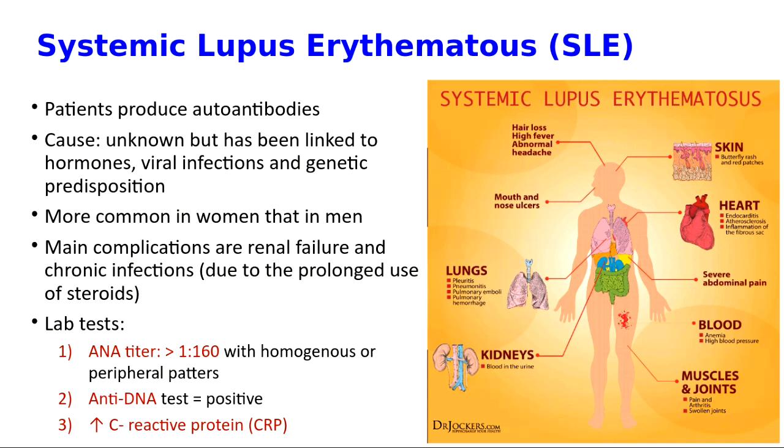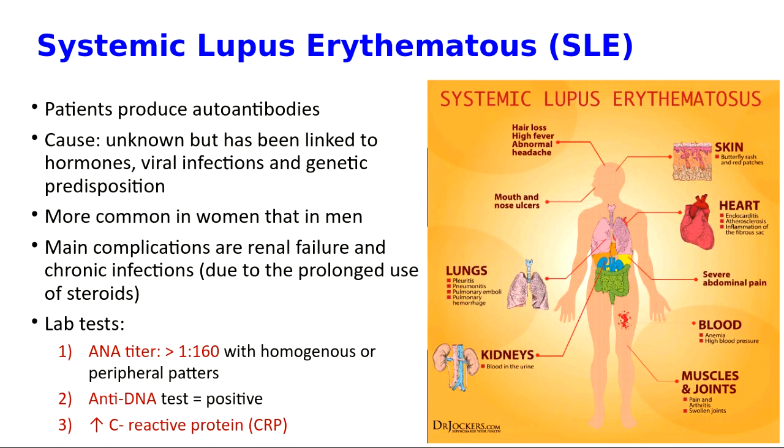Then we have lupus, systemic lupus erythematosus. It is an autoimmune disorder. In this disease, the patient can actually produce autoantibodies against a lot of different organs. As you can see in the picture on the right, there can be antibodies against the patient's kidneys, the lungs, the skin, the heart. I mean, it can be systemic. It can be really bad. They look for the ANA. The ANA titer would have to be 1 to 160 in a very specific pattern of fluorescence.